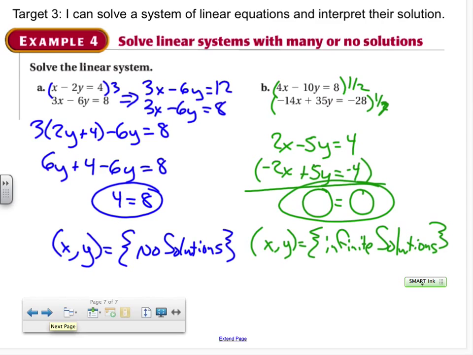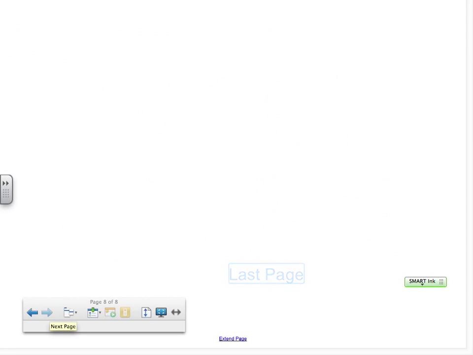So in conclusion, we have two methods for solving systems. We got the substitution method and the elimination method. If you have an expression that's easy to solve for x or y, you should use the substitution method. Otherwise, you should use the elimination method where you try to create a matchup and then add or subtract to eliminate the variables.